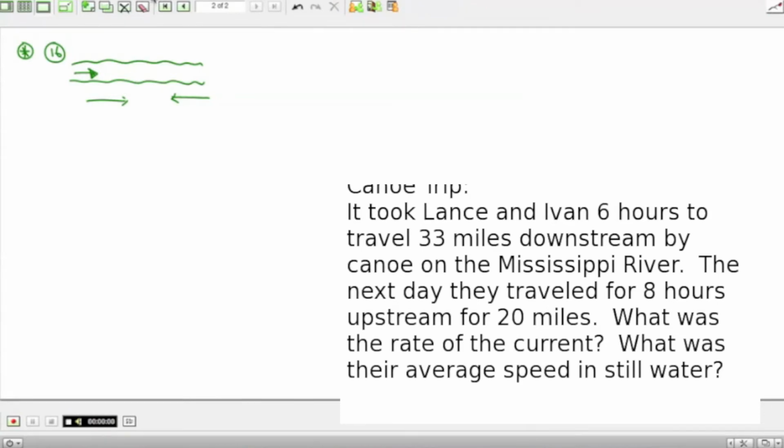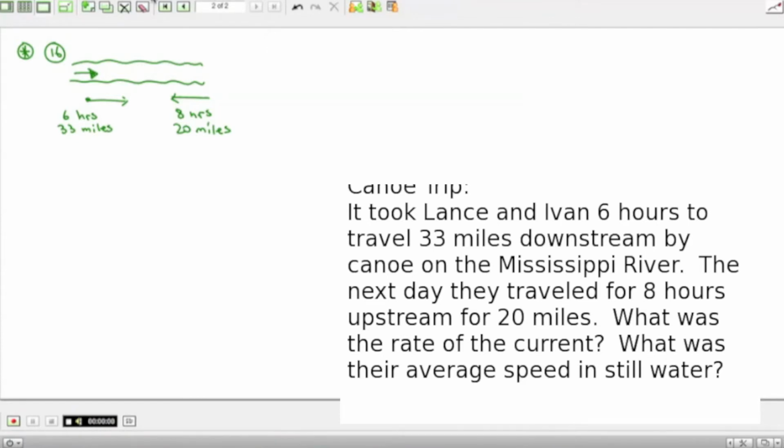So what do we know? Well, to travel 33 miles downstream by canoe, what's that mean, downstream? With the current. So we're talking about this first arrow here. How far did they travel? It took 6 hours. They traveled 33 miles. And the other day they traveled for 8 hours against the current, and they traveled for 20 miles. So it kind of gives you an indication which way they're going.